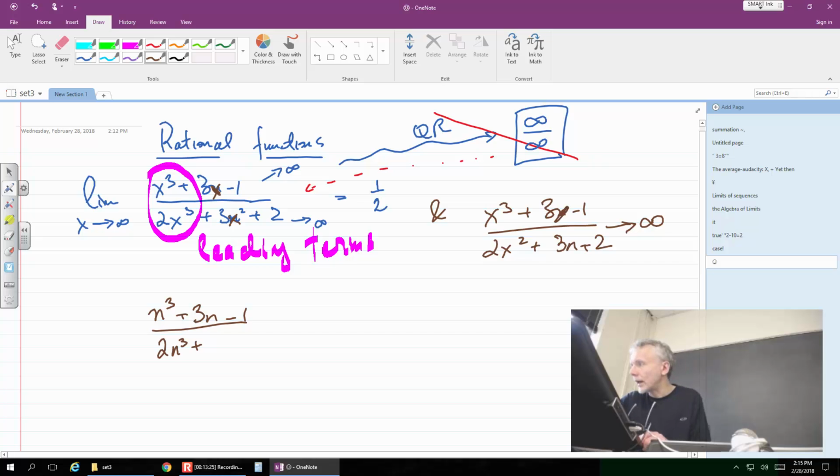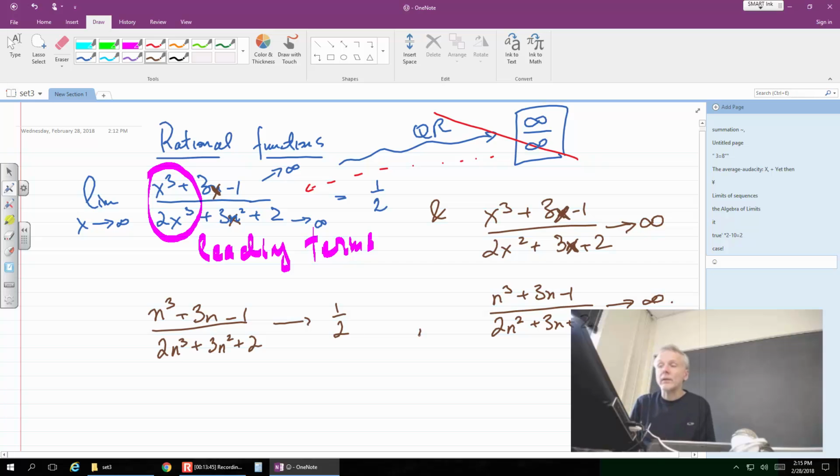So this is all about x. And now I'm switching to n. 2n cubed over 3n squared plus 2. This one goes to 1/2. But the other one is n cubed plus 3n minus 1 over 2n squared plus 3n plus 2. This one goes to infinity.